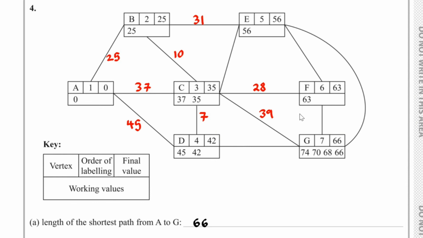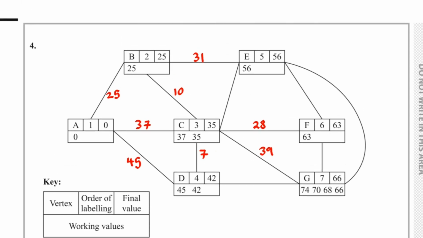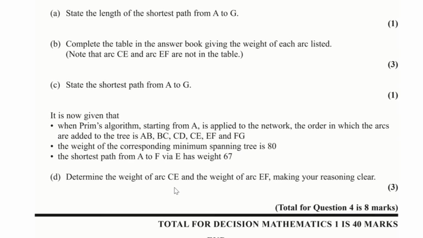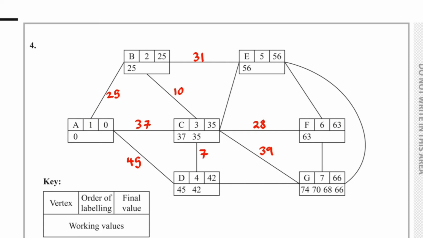And then we also have CE. Well, if we go back to the question, we know that CE is not in the table and EF is not in the table, which suggests to me that we don't know the weight of this arc and we don't know the weight of this arc. Let's just put a question mark here, and let's put a question mark here. We don't know what those are yet. What else can we figure out?